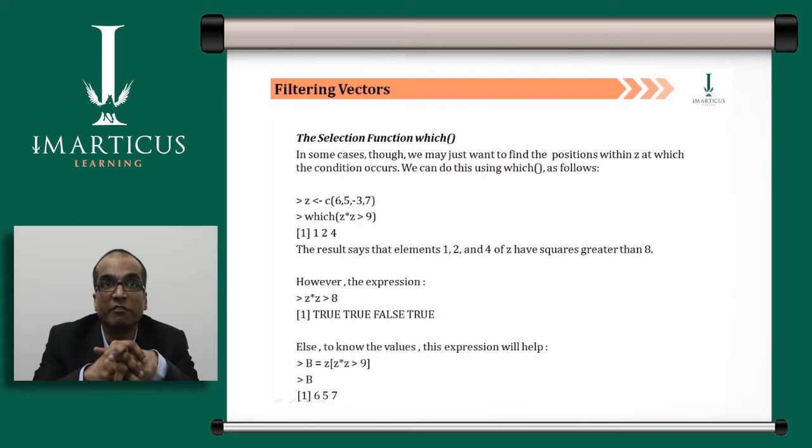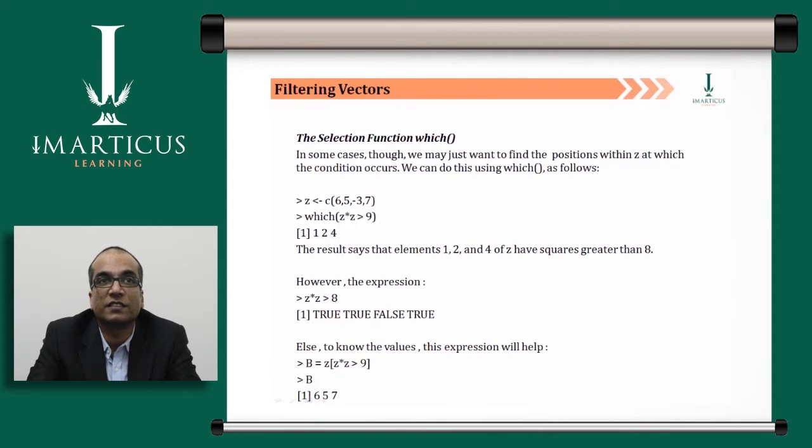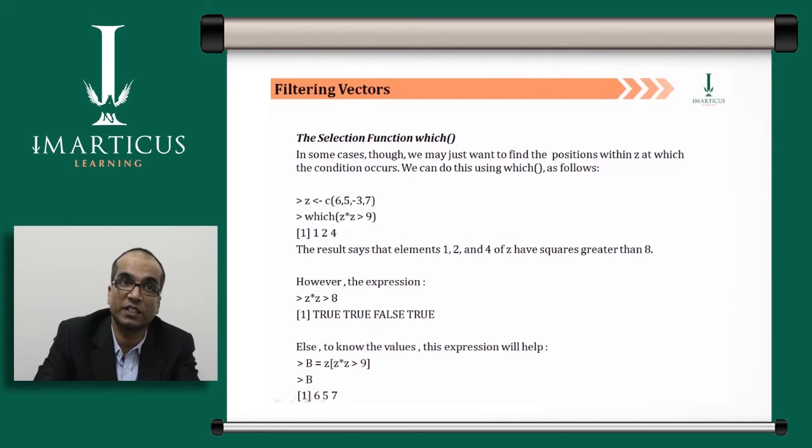The which function also comes in handy when you want to do something with the position within a vector. So if you say z <- c(6, 5, -3, 7), this is the vector you have created. And when you say which(z*z > 9), it is going to multiply the vector element by element and check whether each result is greater than 9. So it's basically giving you the locations, not the values, because you're asking for the locations.